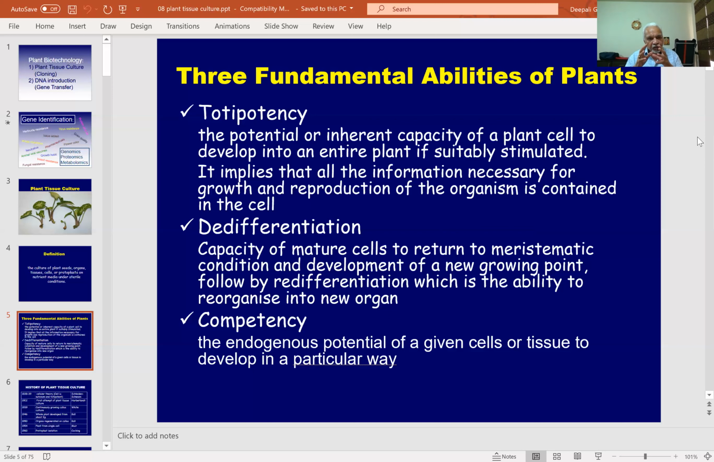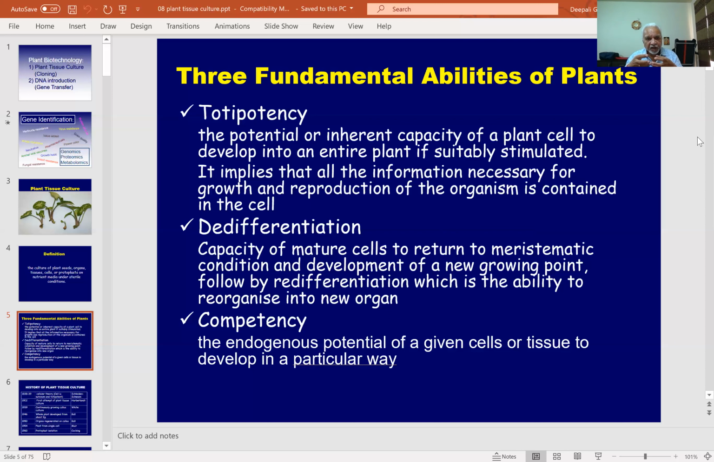Okay, so this ability of plant cells to undergo dedifferentiation and redifferentiation is also a very, very interesting aspect. And then third is the competency. Now, competency is the endogenous potential of a cell or a tissue to develop in a particular way.